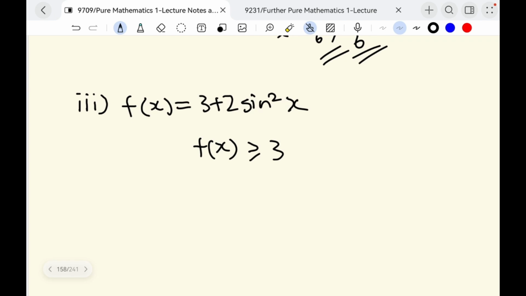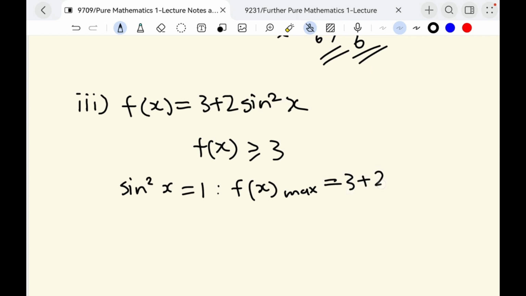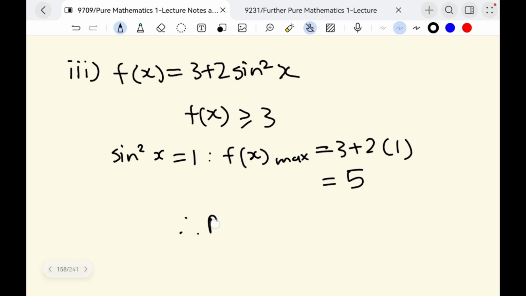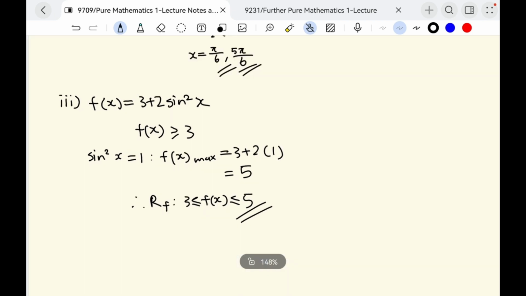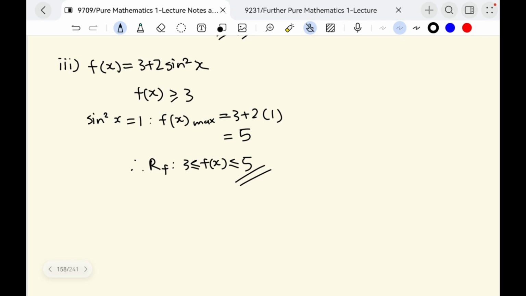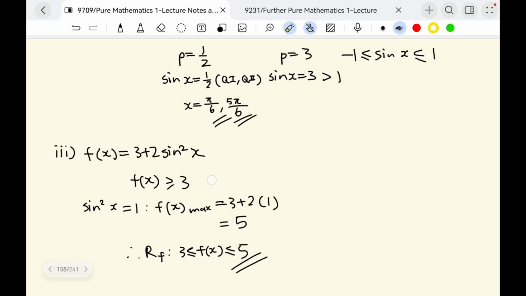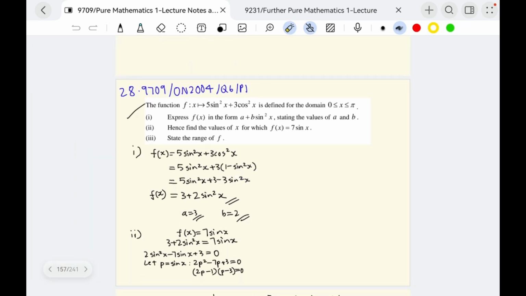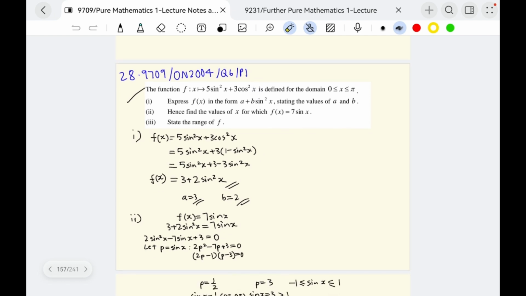And what about its maximum value? Substitute sine square x equals 1, which gives your maximum f(x) value in order to find the range. So it's 5. You can say that the range of f is from 3 to 5. That's all. There's only a mark for the range of f that you have stated here. So that's the end of this question. Let's proceed to the next question.